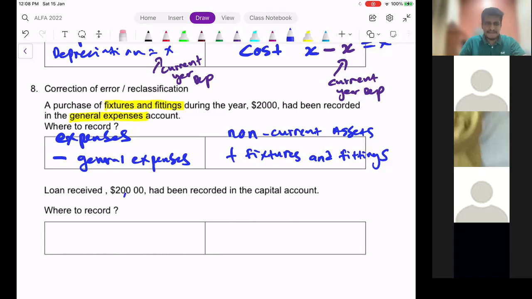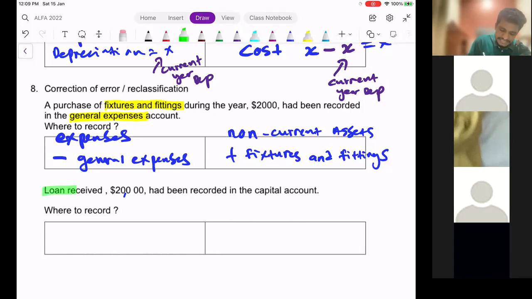$20,000. Plus the bank. No bank here. That's why you people didn't read the question fully. You just see a few words and then you answer. Loan received means bank? No such thing. You read the full question slowly. Understand the question before you answer.